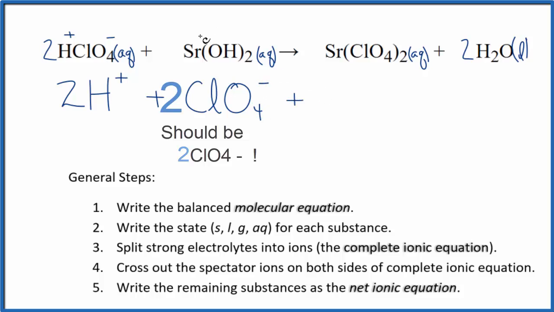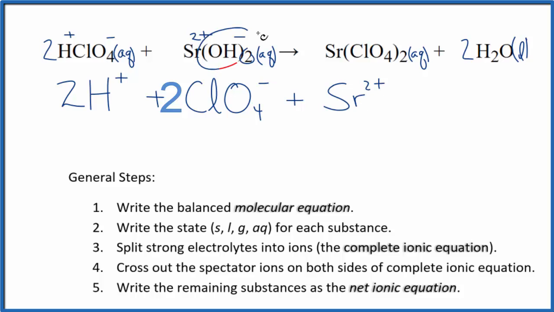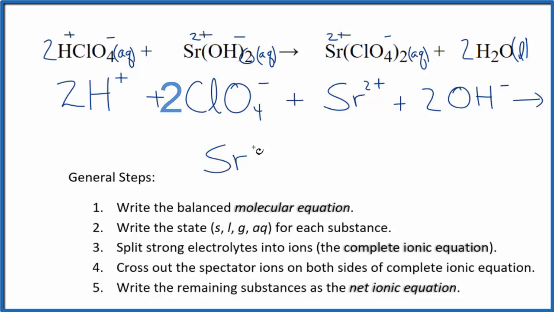Strontium's in group 2 on the periodic table. It's 2 plus. And the hydroxide, the whole thing is 1 minus. That's a real good one to remember. We have our strontium ion, Sr2 plus. And then we have 2 of these hydroxide ions, so 2 of the OH minus. So these are the reactants in our complete ionic equation. For the products, we said strontium was 2 plus and the perchlorate ion 1 minus. So again, we have the strontium ion and we have 2 of these perchlorate ions.